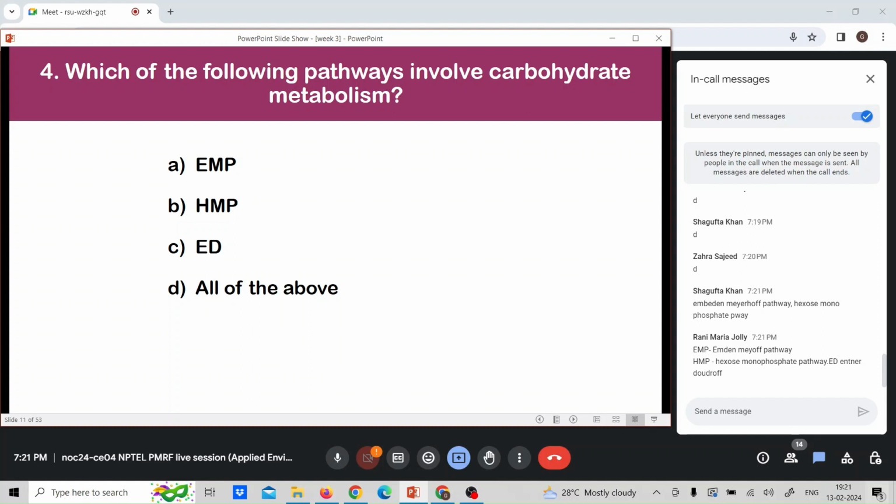HMP, hexose monophosphate pathway, and ED, Entner-Doudoroff pathway. So EMP stands for Emden-Meyerhoff Parnas pathway, and all of these involve carbohydrate metabolism. Mostly the EMP pathway is the most common pathway, but in some organisms you can also find the ED pathway for glycolysis. So these both deal with glucose metabolism, and the hexose monophosphate pathway is a very different case of carbohydrate metabolism involved in microorganisms. So all of them are carbohydrate metabolic pathways.